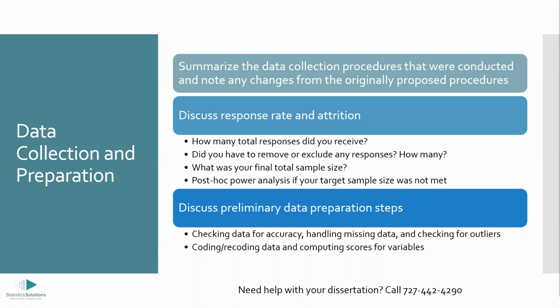And in this section, you may also want to discuss your preliminary data preparation steps. So this can involve checking data for accuracy, how you're handling missing data and checking for outliers, as well as coding or recoding any data or computing composite scores for certain variables. So checking data for accuracy is especially important if you're doing, for instance, a survey study where you had people fill out paper and pencil surveys and you had to manually enter the data from the paper and pencil surveys into an electronic format.